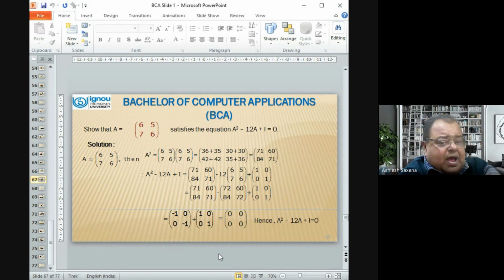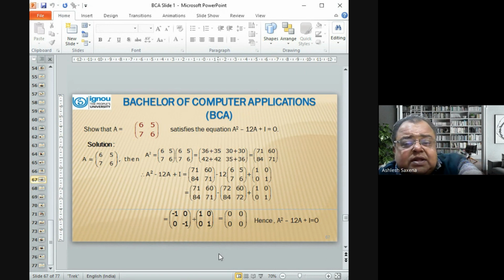Now going back to the problem, I have to first of all solve A square. A square means this matrix has to be multiplied by itself. So the first element will be 6 into 6 plus 5 into 7, that is 35. The second element will be 6 into 5 plus 5 into 6, 30 plus 30, that is 60. The third element will be 7 into 6 plus 6 into 7, 42 plus 42, that will be 84. And the fourth element will be 35 plus 36, that is 71. After multiplying, you are getting a matrix of 2 by 2 order.